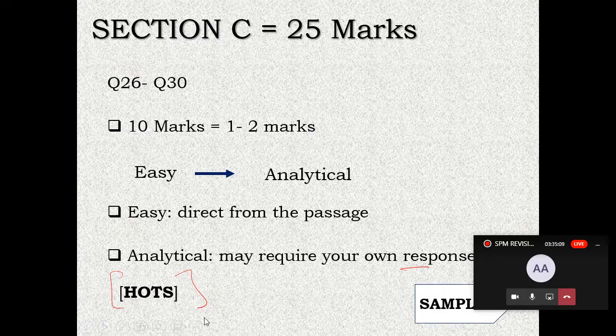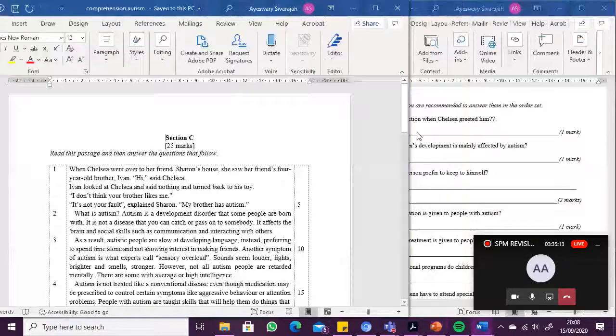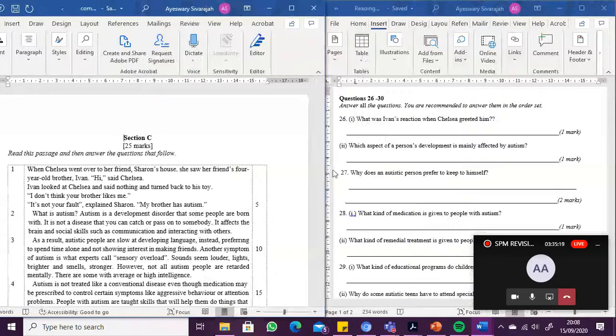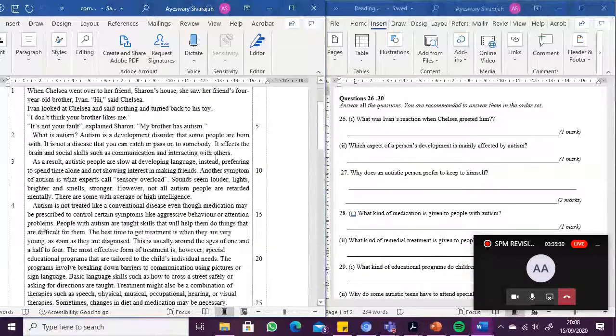I'm going to just come out of here. And if y'all can see, I've got two documents open. I did send this document on Facebook. I shared with y'all the reading passage. So what I'm going to do is teach y'all how to answer these kinds of questions.